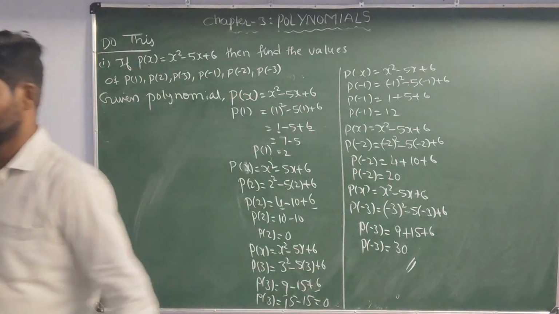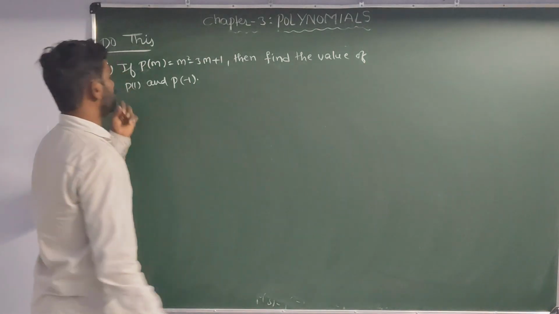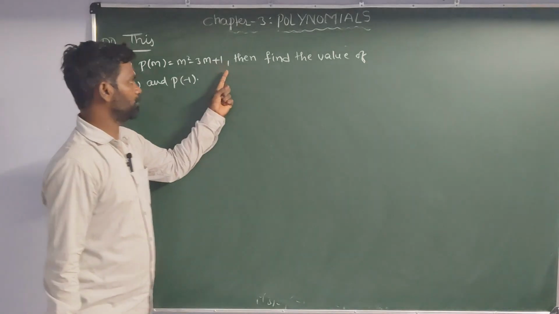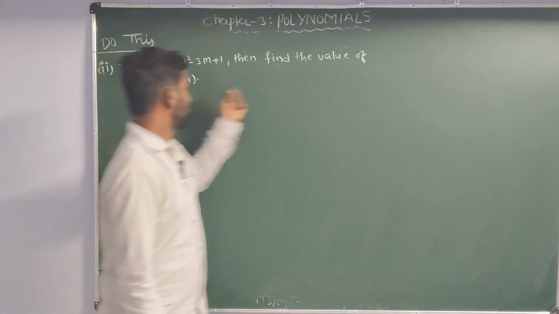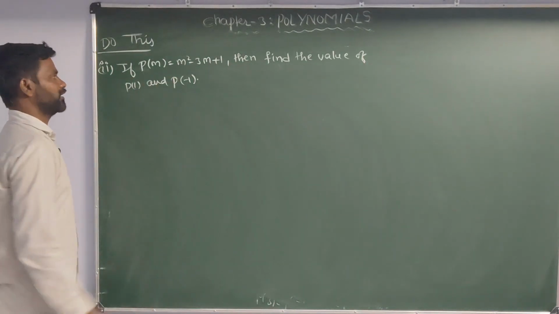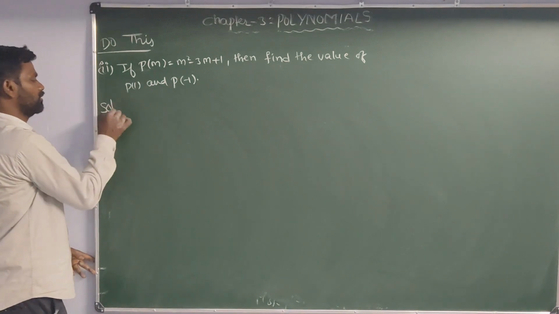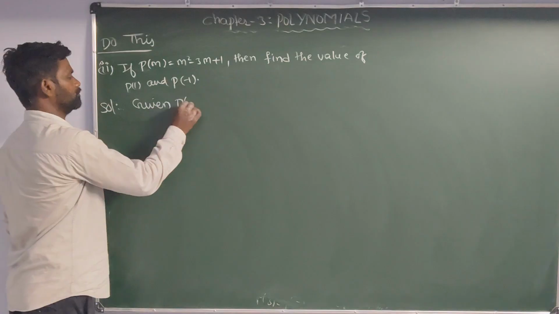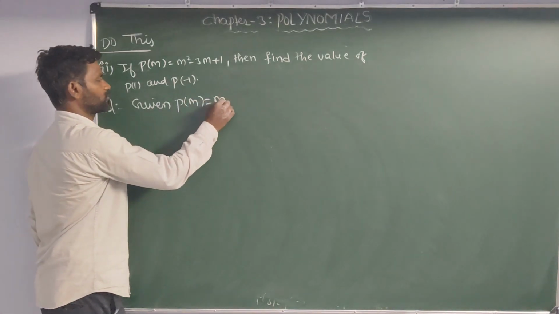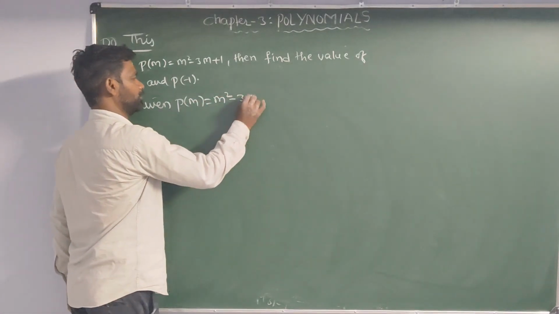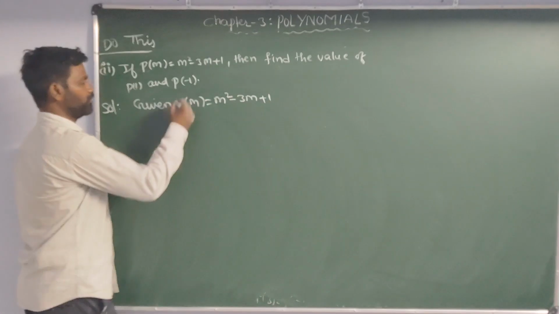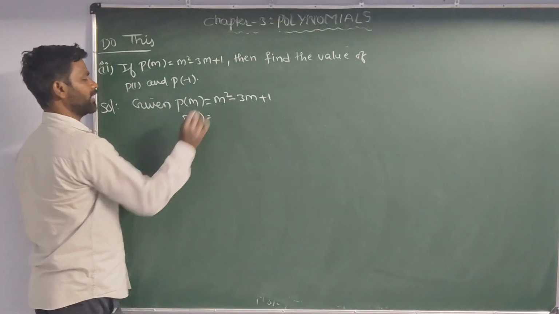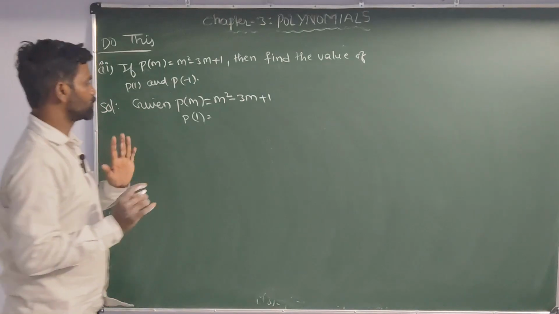Okay, next, second question from the do these questions. If P of m is equal to m square minus 3m plus 1, then find the value of P of 1 and P of minus 1. So let us write the solution. So given P of m is equal to m square minus 3m plus 1. Now we have to find the value of P of 1. So wherever m is there, we have to substitute plus 1.